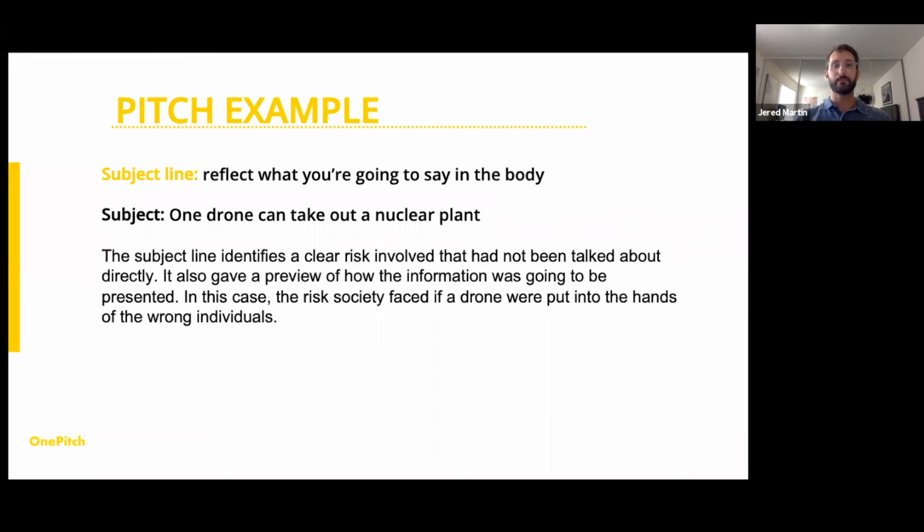But if we go into a little bit more detail, I did provide some insights there. And we can see the subject line identifies, again, a clear risk involved that had not been discussed yet within the news. Not only that, but it gave a preview to what the company was going to present to them. Okay, so one drone can take out a power plant. Oh, wow. What's the solution for that? How do we fix it? And in this case, again, they're answering that question.